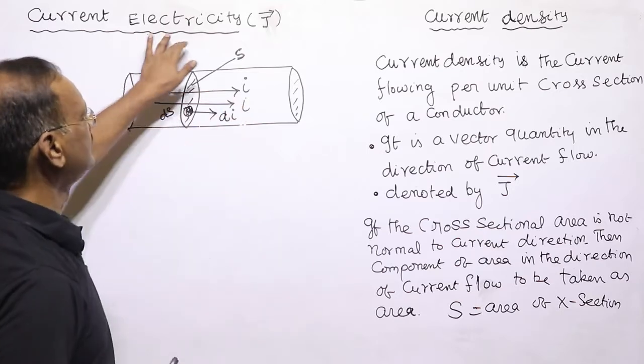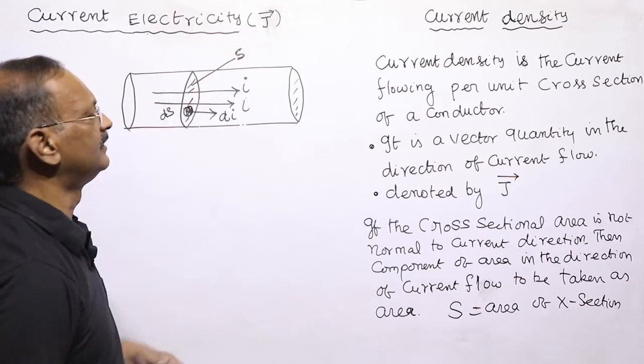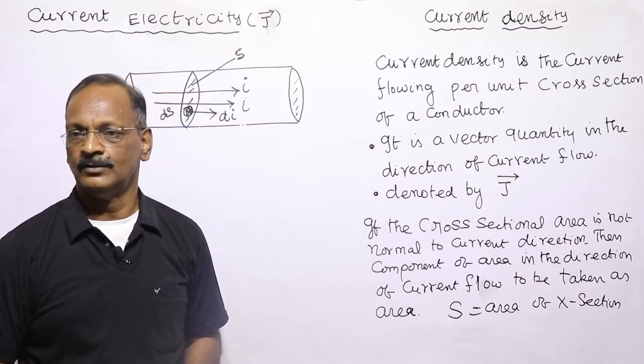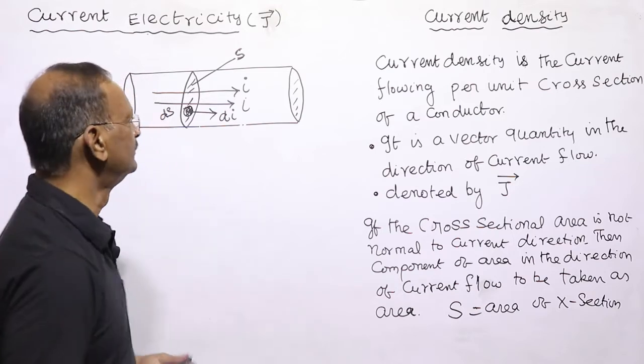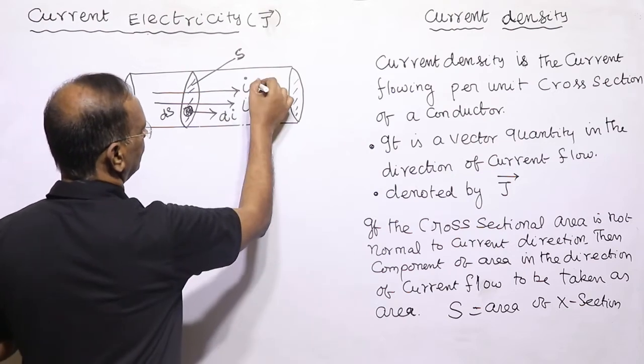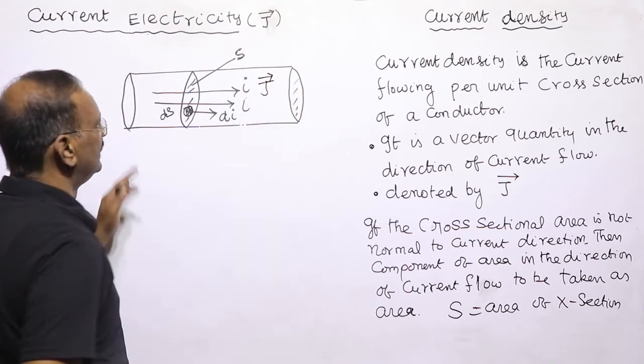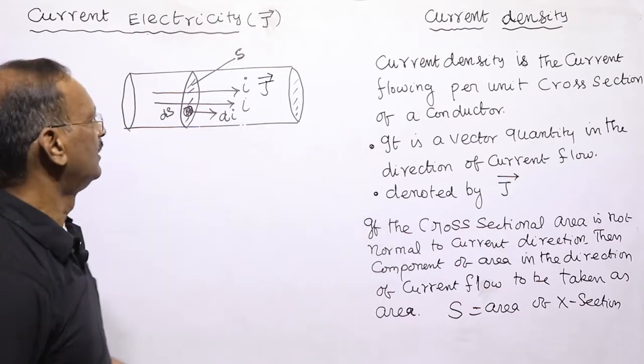So current density is denoted by the J vector. Vector means it will have magnitude as well as direction. So what is the direction? The direction of the current density J vector is along the direction of current flow.